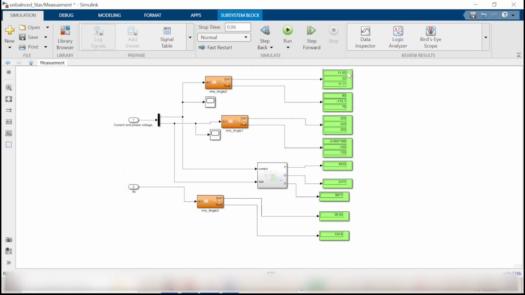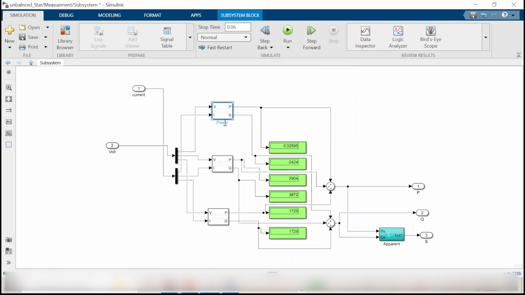We have the current 11 ampere for phase A, 22 ampere for phase B, 11.11 for phase C, with angles 90, minus 173, and angle 75. Now 100% matches our hand calculation. For the voltages, that one is definitely 220 angle 0, minus 120, plus 120. For the power, we calculated the total power is 4.6 kilowatt, 3.2 kilovar, 5.6 kilovolt ampere. If we look inside this block, we are going to measure the power for each phase using this block. So here we have 0 power for phase A and minus 2.4 kilovolt ampere reactive. We can do the same for phases B and C.